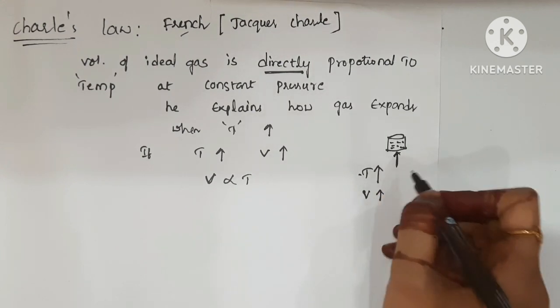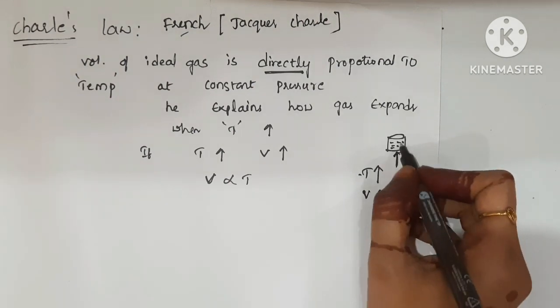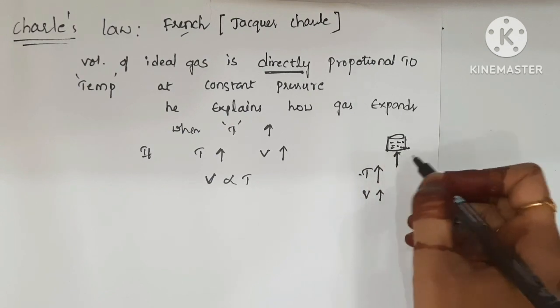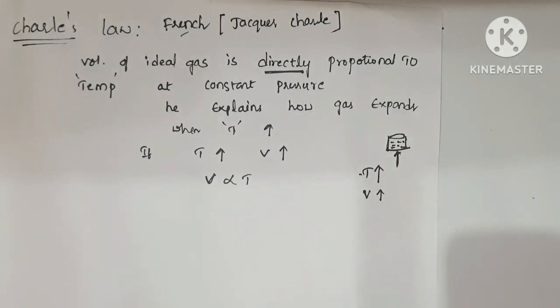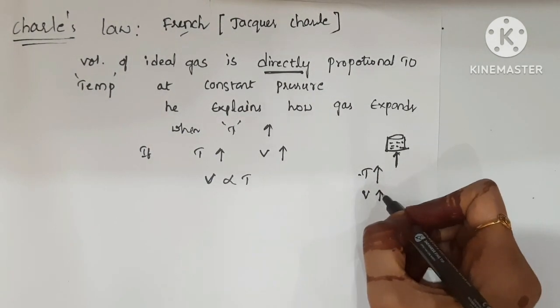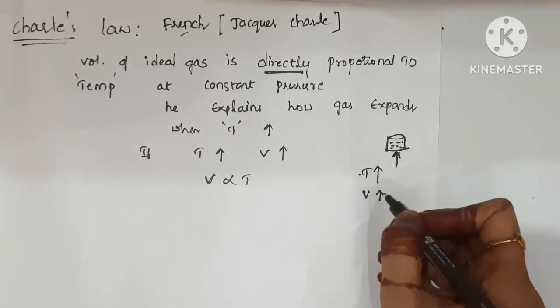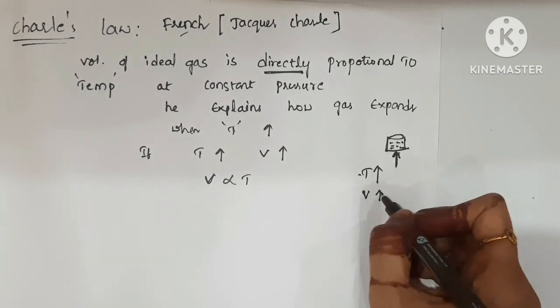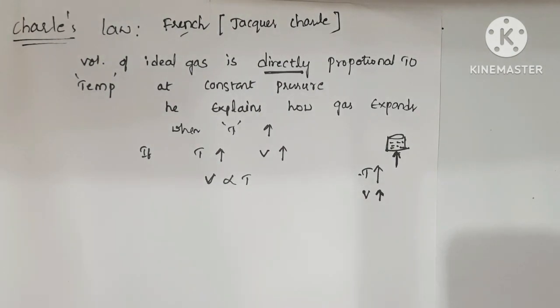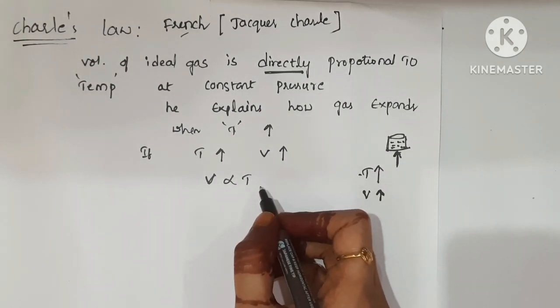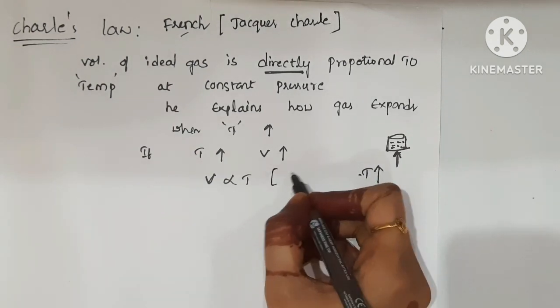When we give temperature to this beaker, the gas present in the beaker expands. That means the volume increases. When we give temperature to it, obviously the volume of the gas increases. So this is Charles's law, right? Volume is directly proportional to the temperature at constant pressure.